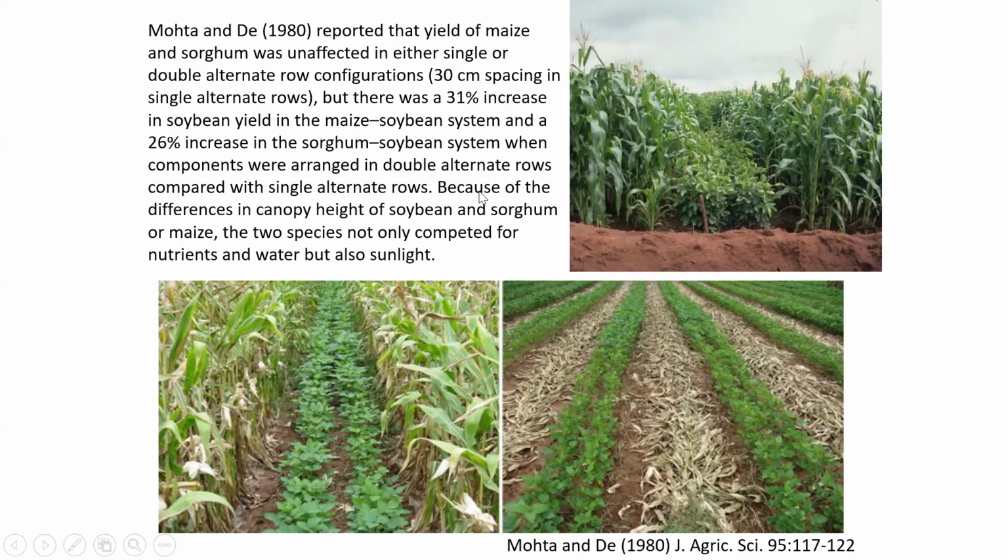And they attributed this to the fact that the soybean and the sorghum or maize were not only competing with each other for nutrients, but also for light. And by having a paired row, you just allowed a little bit more light into the legume, which in this case is a low growing legume. Now that may be different when we're intercropping pigeon pea with maize because pigeon pea is much taller.